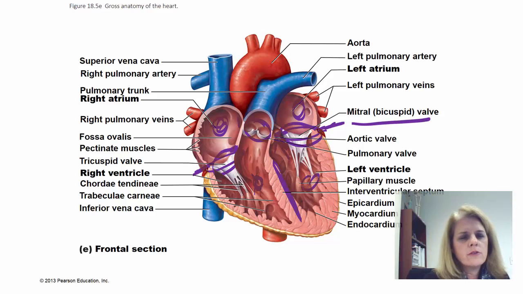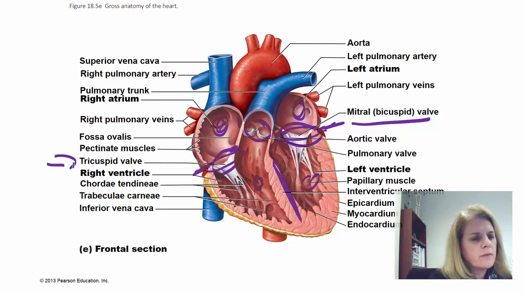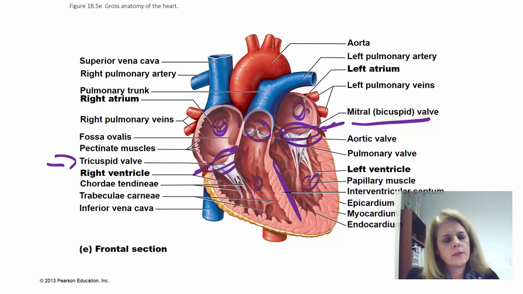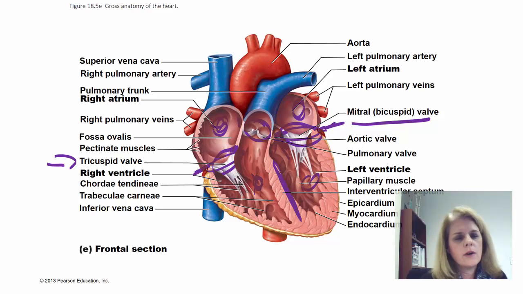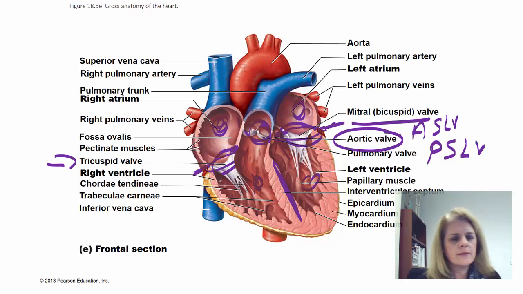You have the mitral or bicuspid valve on the left side. You have the tricuspid valve on the right side. You also have what are called semilunar valves, and so you have the pulmonary semilunar valve. It's going to be going to the pulmonary trunk, and the aortic valve, again, is hidden, so you have the aortic semilunar valve that's hidden, and I'll show you some more pictures of that as well.